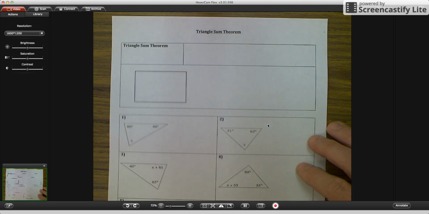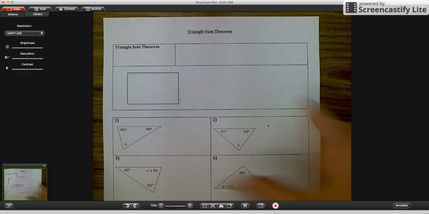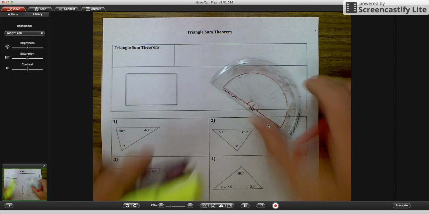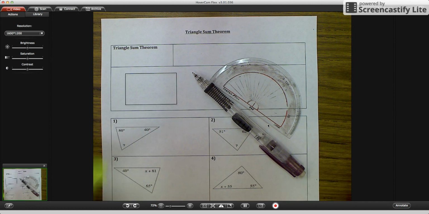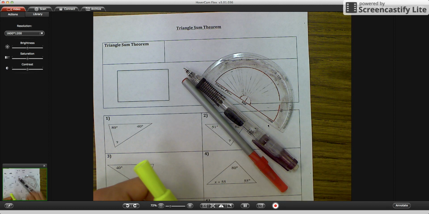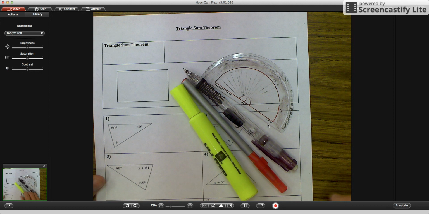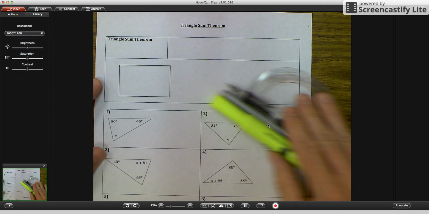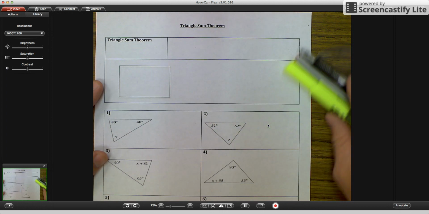Okay, good morning. Today we are going to talk about the triangle sum theorem. The items that I'm going to use today: my straight edge, a pencil, a red pen or a colored pen, and a highlighter. So you want to have those. You're going to take these notes in your triangle notebook, so you want to have that up and open to the next half sheet of paper.